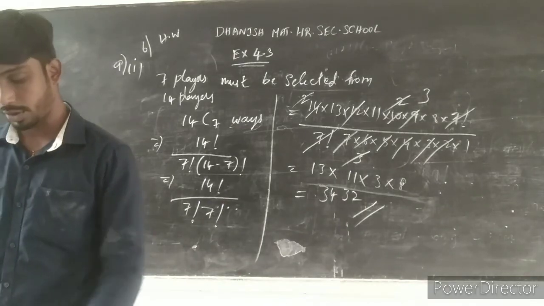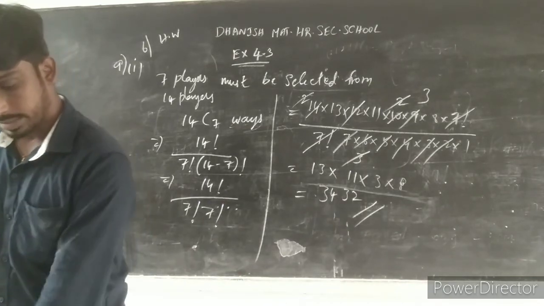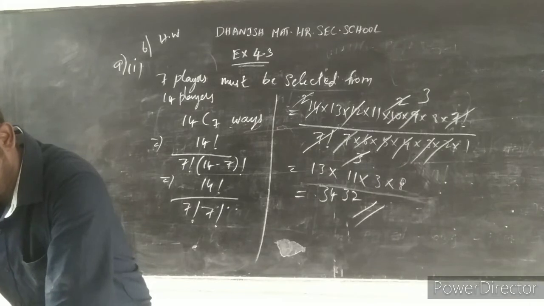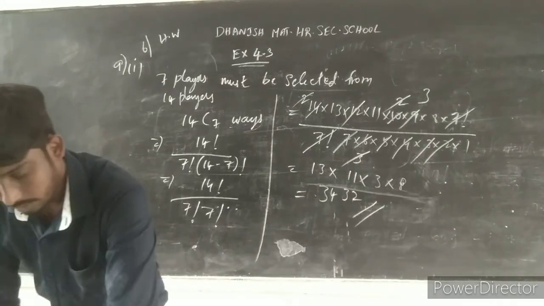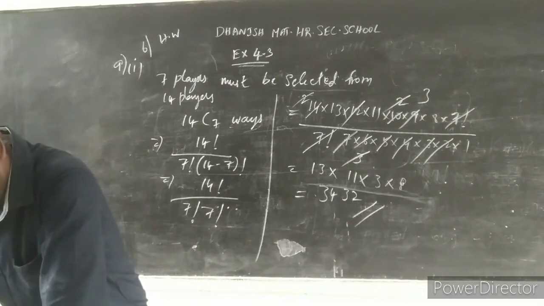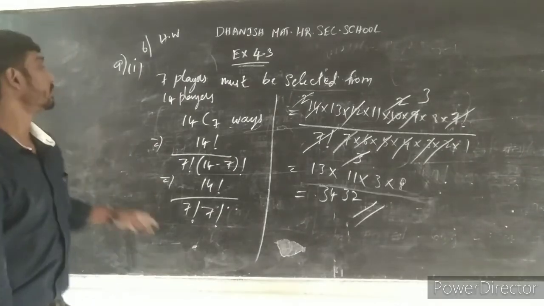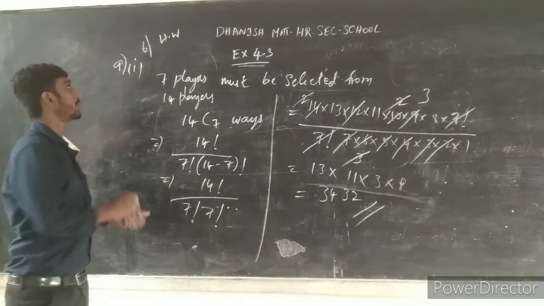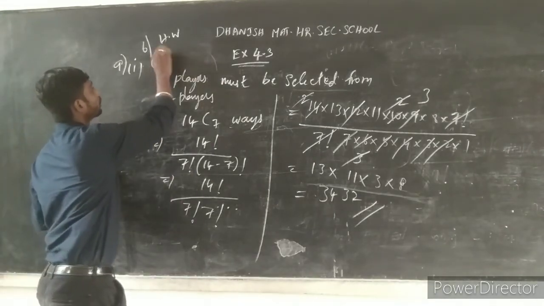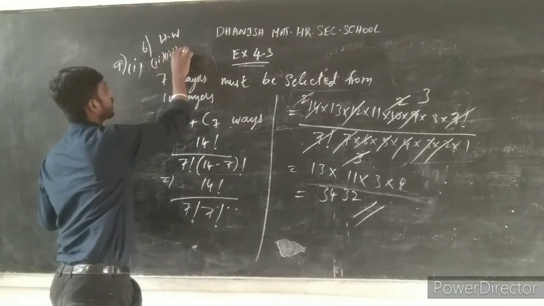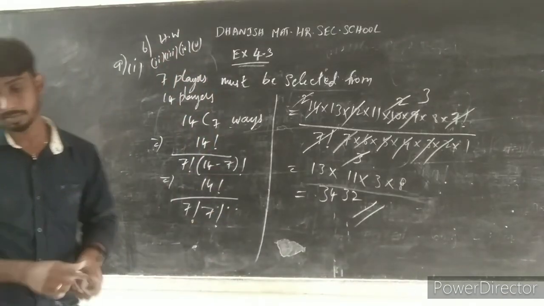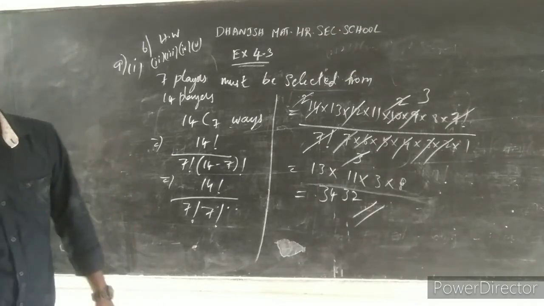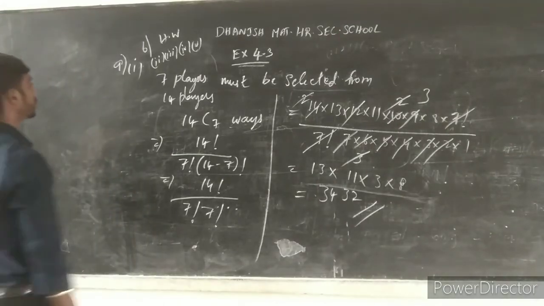Second, third and fourth sums are homework for you. The remaining sums, 2, 3, 4 and 5, will be homework for you. Shall we solve the 10th one? So it comes to the 10th question.